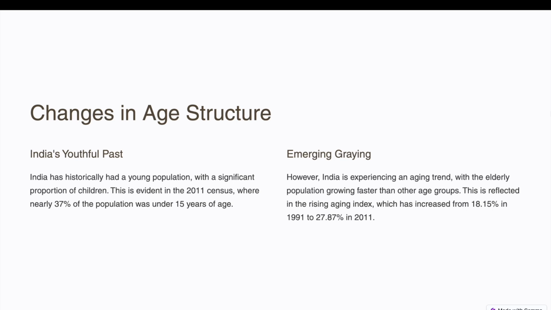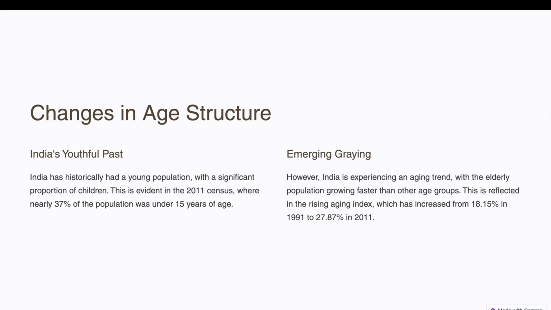Another vital concept is the median age, which divides the population into two equal halves, 50% above and 50% below this age. As fertility declines and life expectancy rises, the median age increases. For developed regions like Germany and Japan, the median age exceeds 40 years, while in less developed regions, it's around 20 years. India's median age was 26 years in 2015, and it has steadily risen since the 1990s.